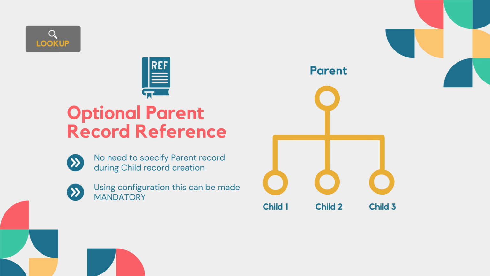Self-reference. Unlike master-detail relationship, Salesforce allows us to create a lookup field that references the same object. This means that we can create a lookup field on the account object that refers to the account object itself. This is called self-reference. However, note that while updating a record of such an object, we cannot refer to the same record. In such a case, Salesforce will throw an exception. This scenario is called circular reference, which is prohibited by Salesforce.